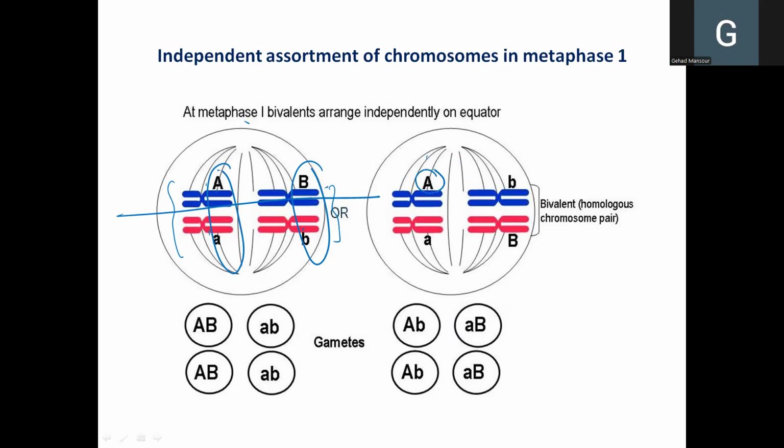A capital, for example, we will say that this is up and this is down. So you can have dominant and dominant up, recessive, recessive down, or you can have dominant and recessive up and recessive and dominant down. So this depends upon, if this is the equator of the cell, would they arrange like this, paternal, paternal, maternal, maternal, or would they arrange like this, paternal, maternal, and then on the other hand, maternal, paternal.